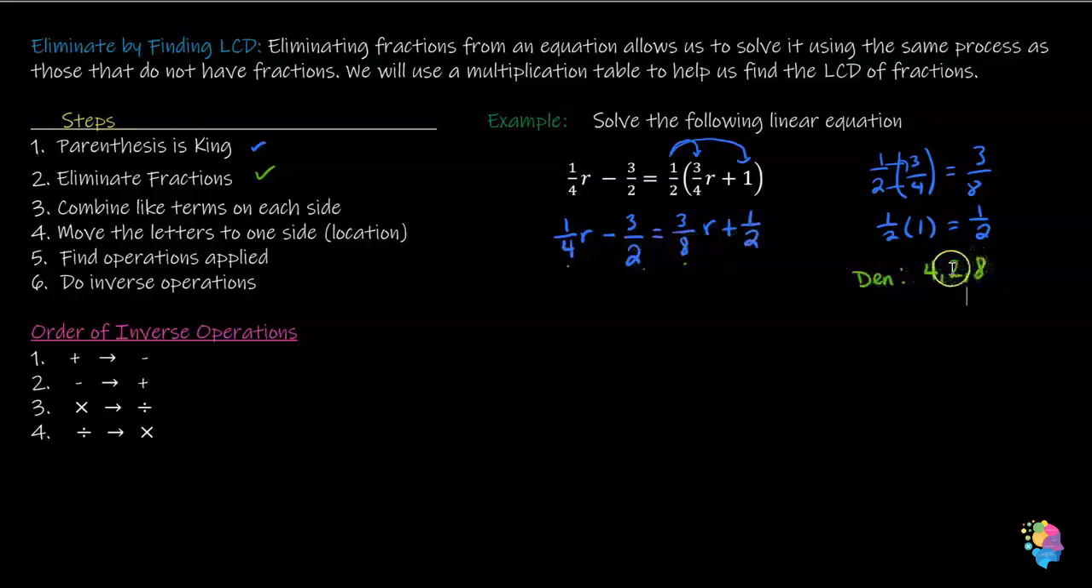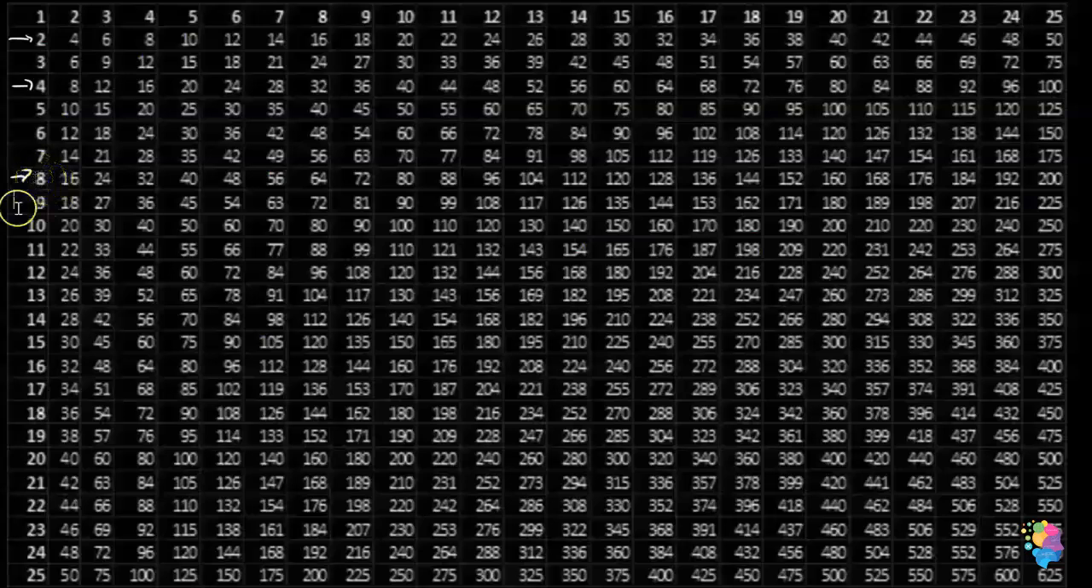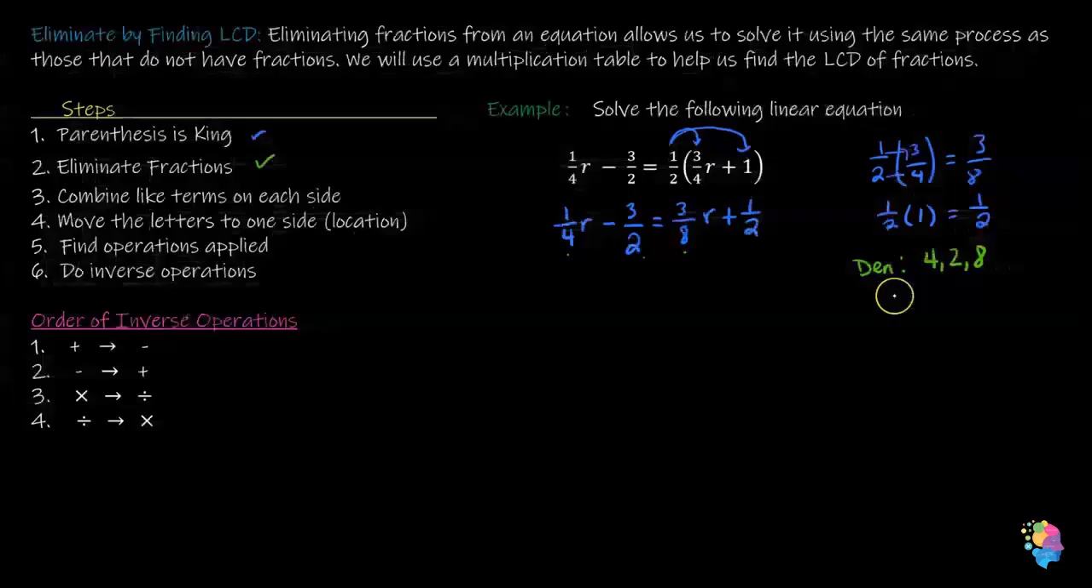So let's go to the multiplication table so that we can find the LCD of 4 and 2 and 8. Remember, the way we do that is we look at the line for 4, for 2, and for 8. We start at the largest of them all, in this case 8, and we begin with the first number. Is 8 on both of the other lines? And it is. 8 is here, and 8 is also on the 2. So because 8 is in all 3 of them, 8 becomes our LCD. So let's take it back to the problem so that we can see how we're going to use it to eliminate the fractions.